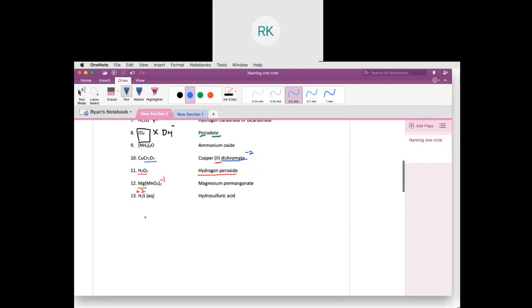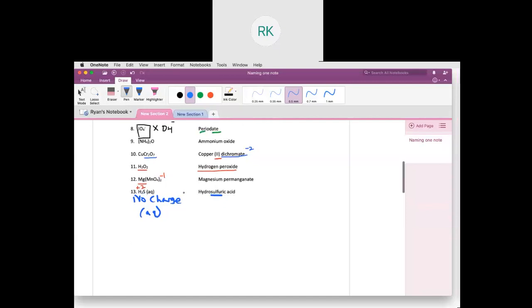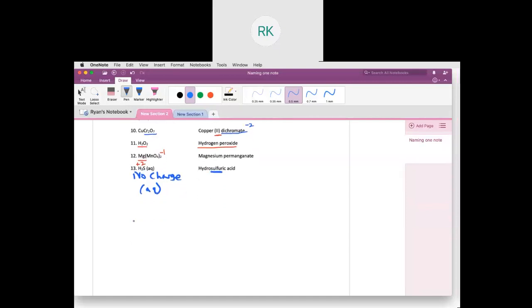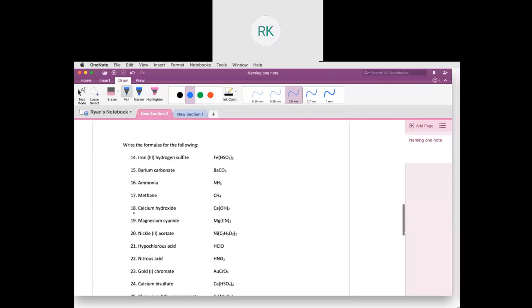Okay, the last one of this portion is H2S aqueous. Okay, there's no charge. Okay, I'll actually write that. No charge. And it is aqueous. That probably indicates to you that this is an acid. H2S is the binary acid form of sulfur, and so it's hydro, root of word, which is sulfuric acid, hydrosulfuric acid. Okay. Not sulfuric acid, but hydrosulfuric acid.